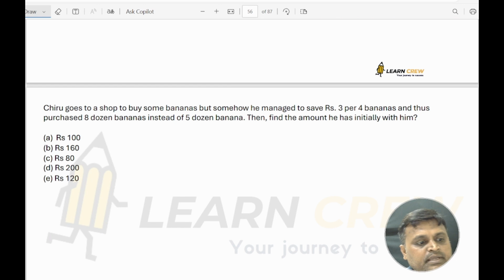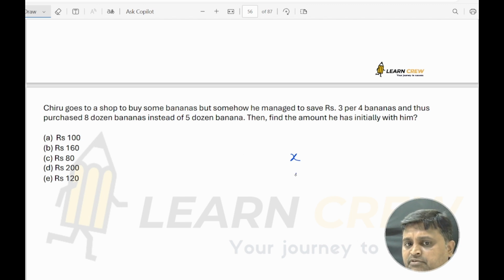Next question. Chiru goes to a shop to buy some bananas, but somehow he managed to save 3 rupees per 4 bananas. For 4 bananas, he could save 3 rupees and thus purchased 8 dozen bananas instead of 5 dozen. So let us say he has some X rupees of money.